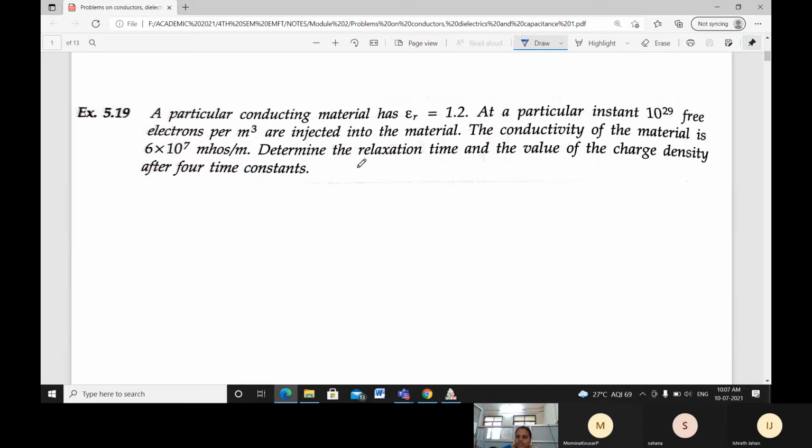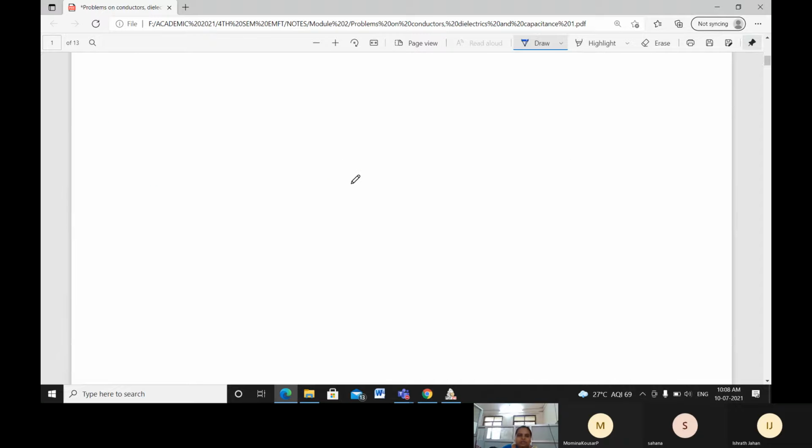That is, the charge density after 4 times the relaxation time, in terms of time. That's what we are asking. First we have to find out the relaxation time. Then we'll go with the second part of this.